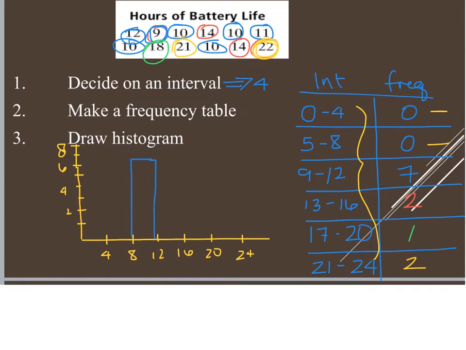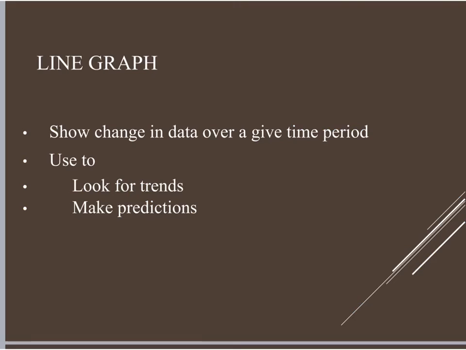And then in the 13 to 16, we have 2. So that's going to be down here. In the 17 to 20, we have 1. And then in the 21 to 24, we also have 2. So this right here, and if you wanted to color these in, you can, just to see. Then you would label your X and your Y axis and put a title on your graph as well.